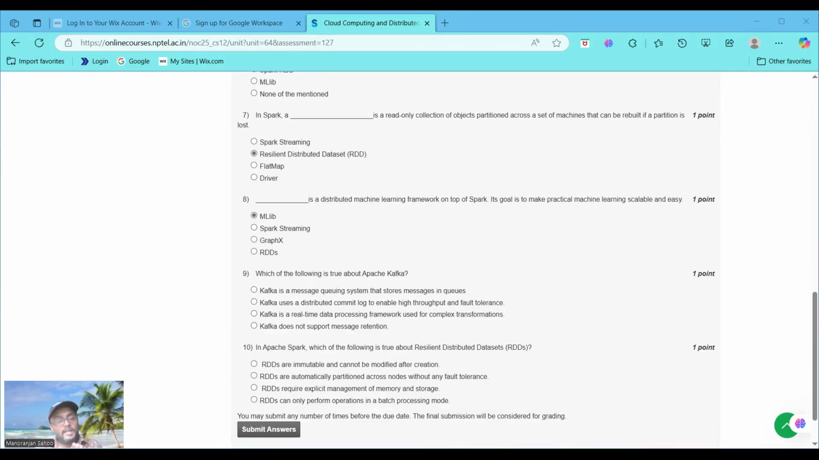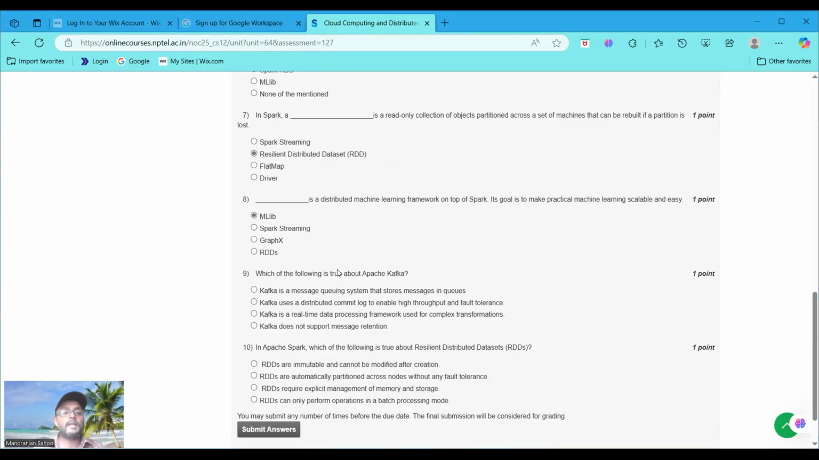B is incorrect because B focuses on streaming. C is incorrect. C means GraphX, which handles graph processing. D, RDDs, is also incorrect because RDDs are a data structure, not a machine learning framework. So only MLlib, Spark's scalable machine learning library designed for easy, efficient machine learning tasks. That's why we choose option A.